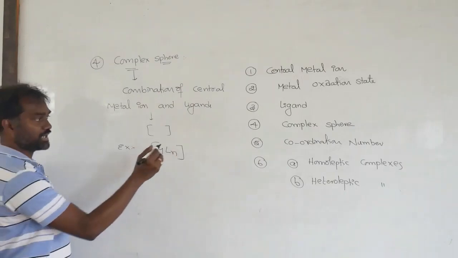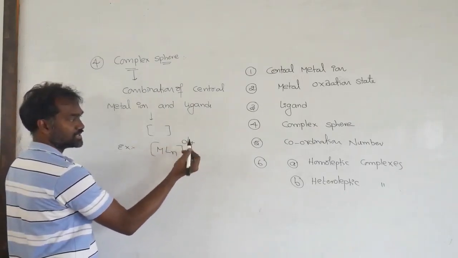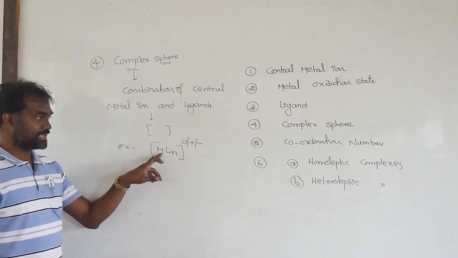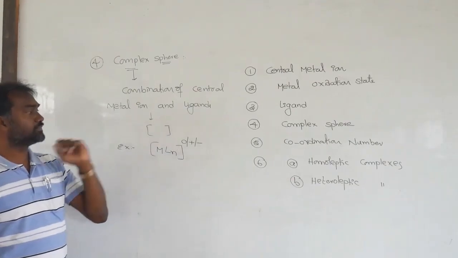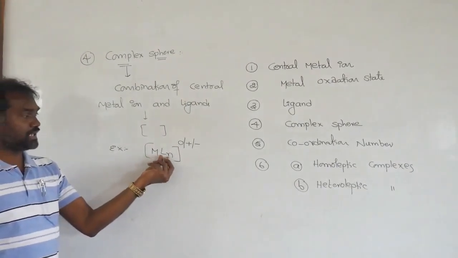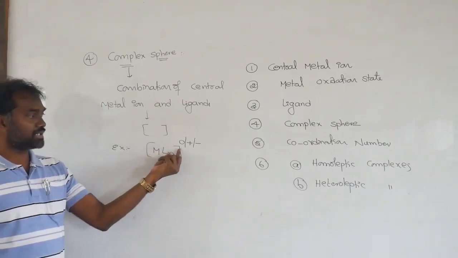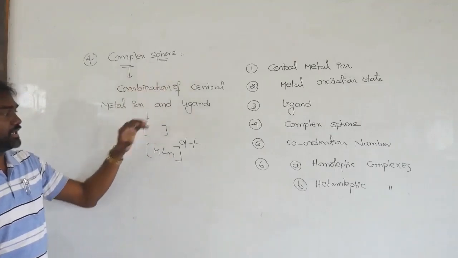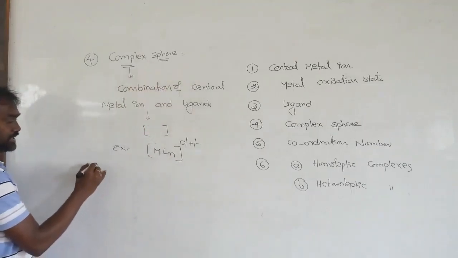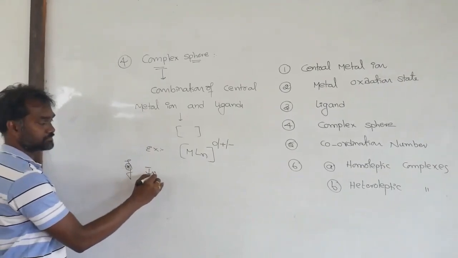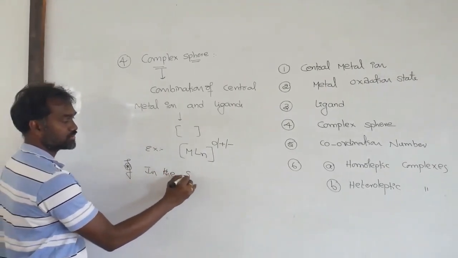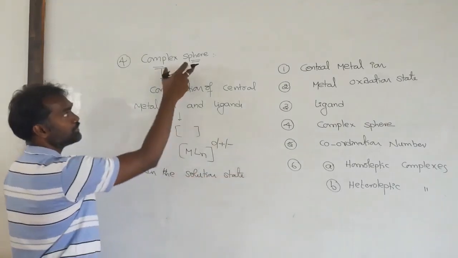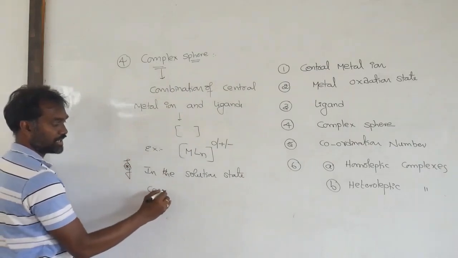This complex sphere either has neutral charge, or a positive charge, or a negative charge, depending on the oxidation state of the central metal ion. So this is metal and some ligands. That combination we show with the square brackets. This combination you call a complex sphere. In the solution state, the complex sphere is non-ionizable.